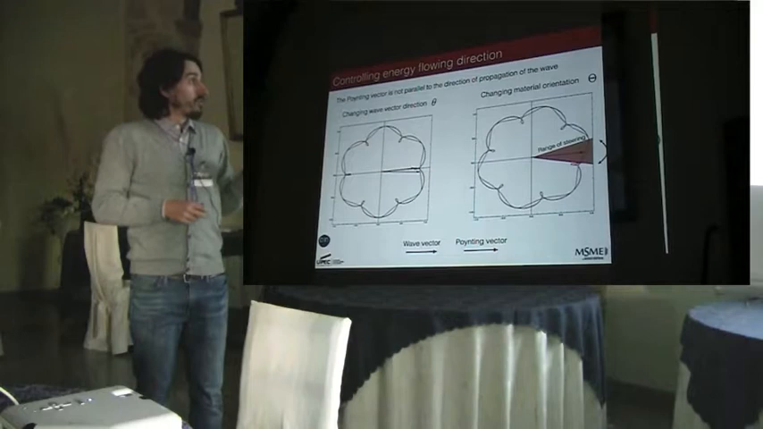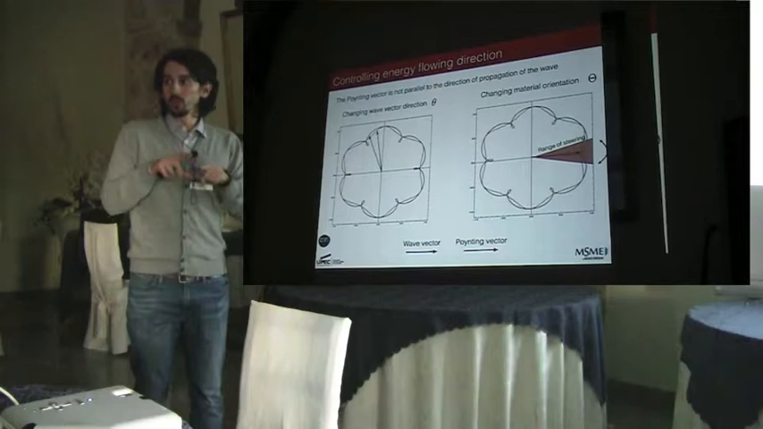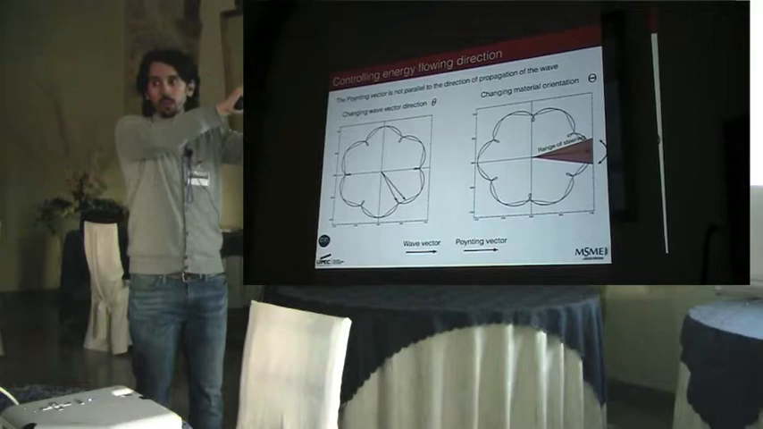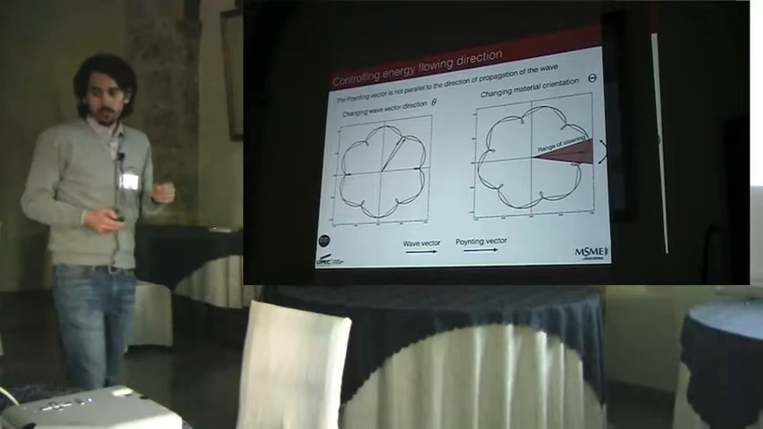This is the range of steering of our wave if we want to change the direction of the energy flow. This means that if we have a wave going in a certain direction, just by changing the material orientation locally, we can change the direction of the pointing vector. So that's what we wanted to do.